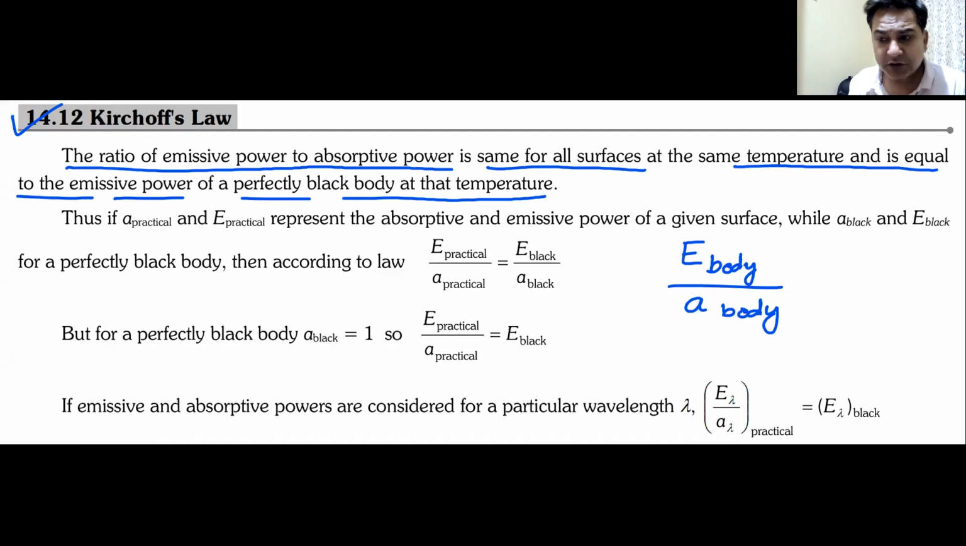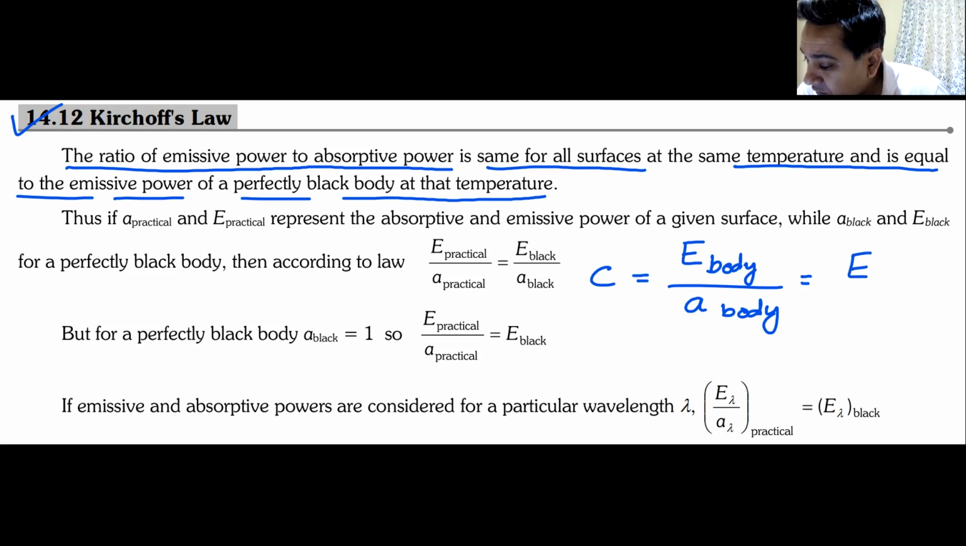So I'll keep it that way and not change it. The ratio of emissive power is not actually a ratio, but it is how this Kirchhoff law has been written, so I will not change it. The ratio of emissive power to absorptive power is a constant for all the bodies at a given temperature. This is a constant. It does not change. And this is equal to the emissive power of a black body.